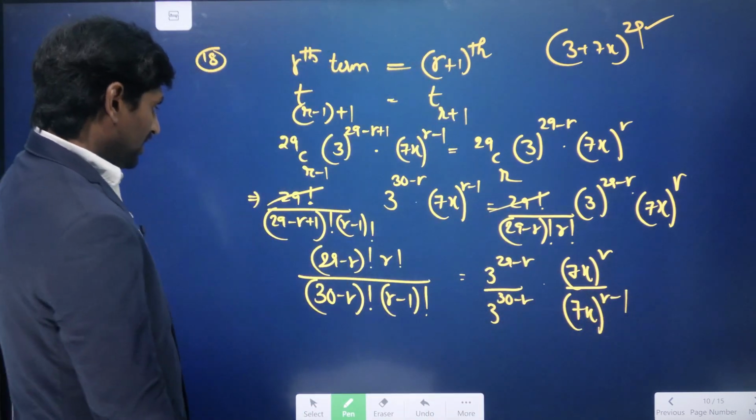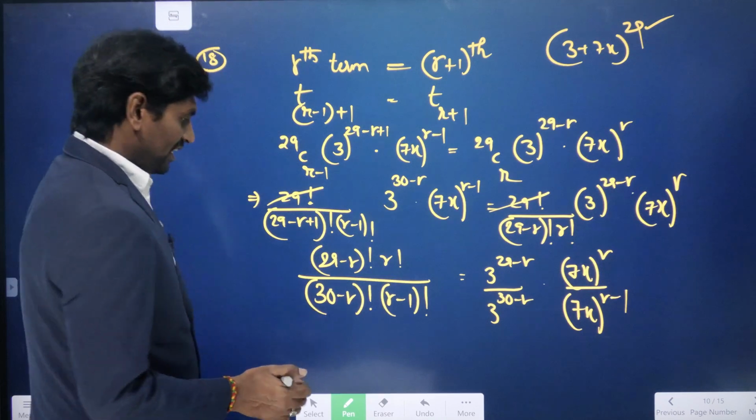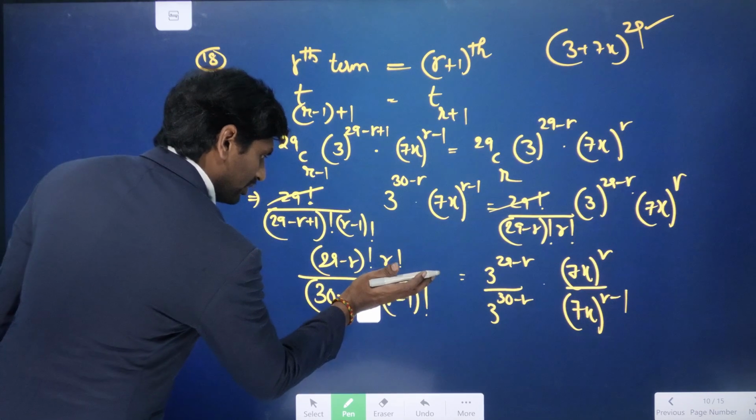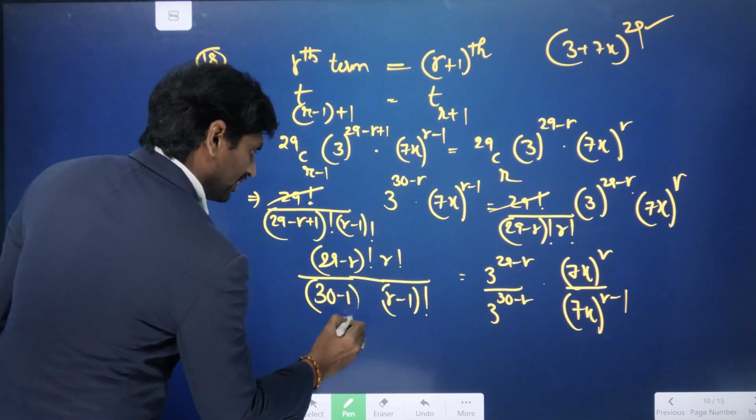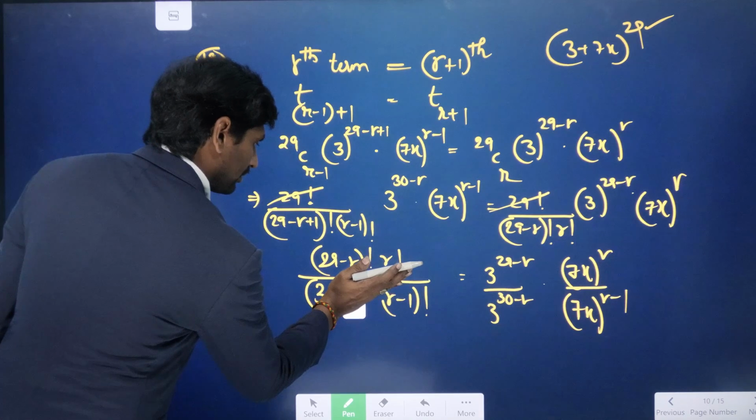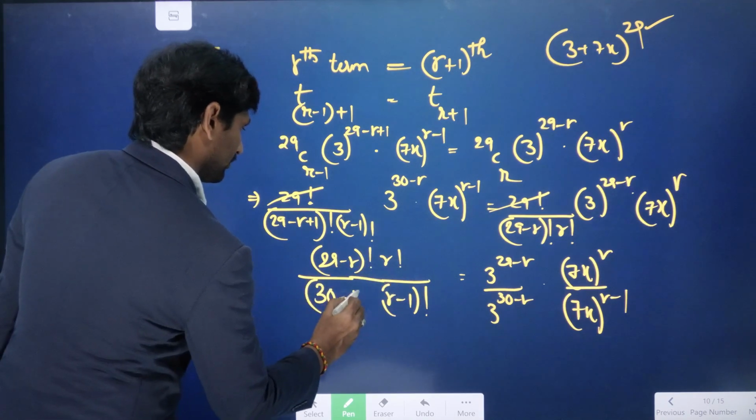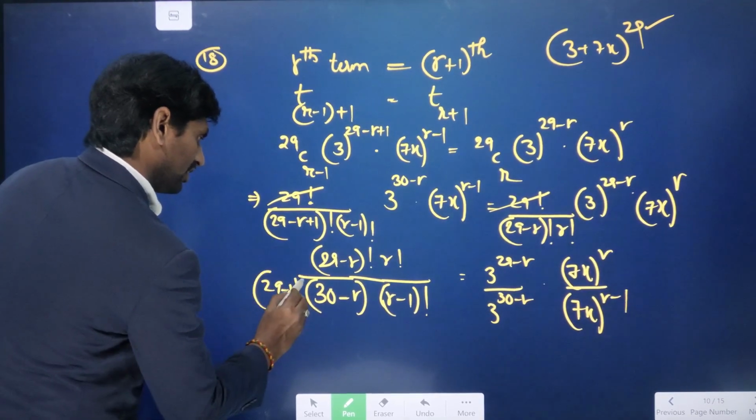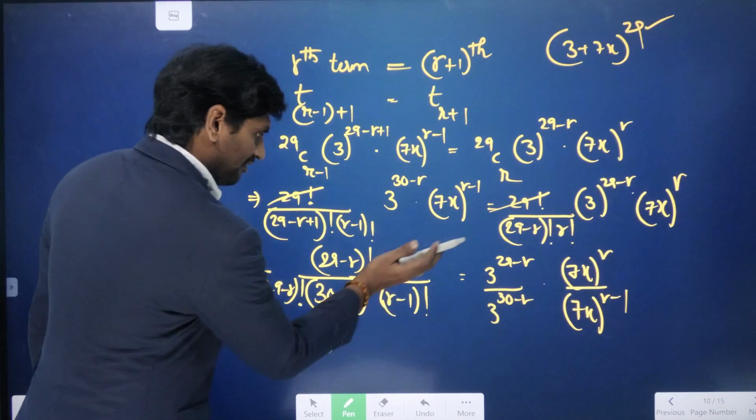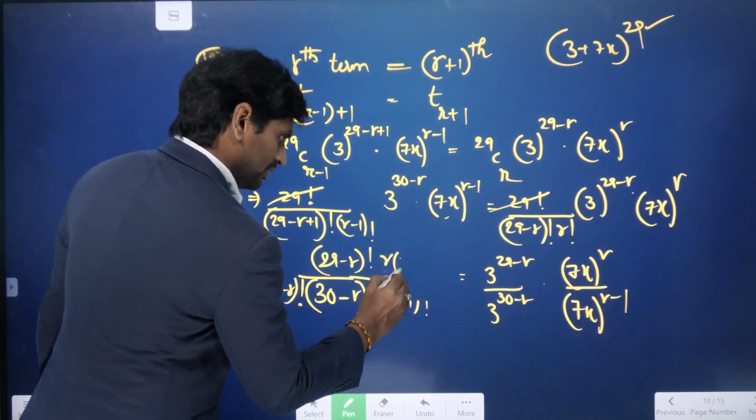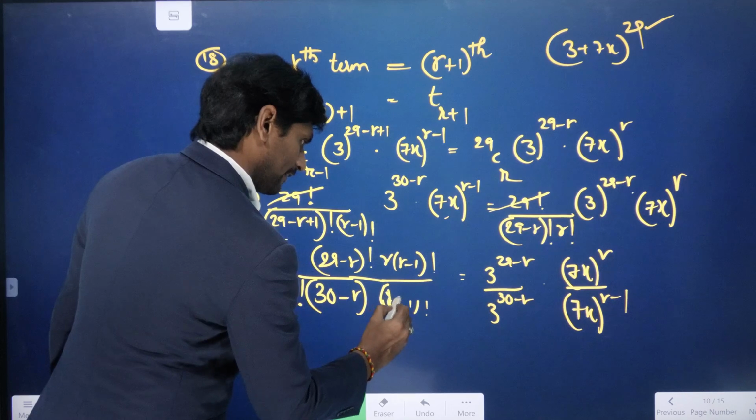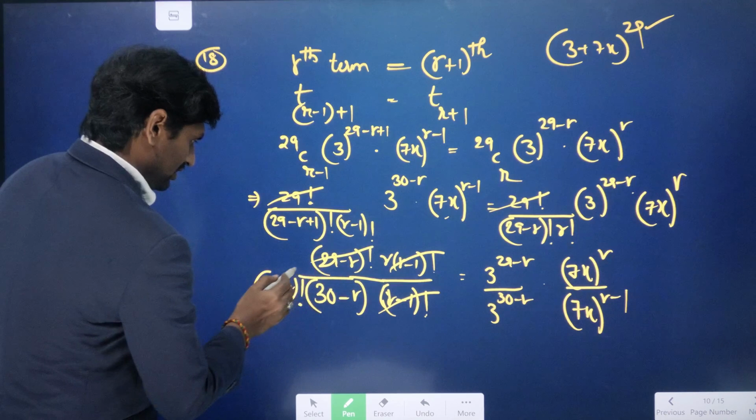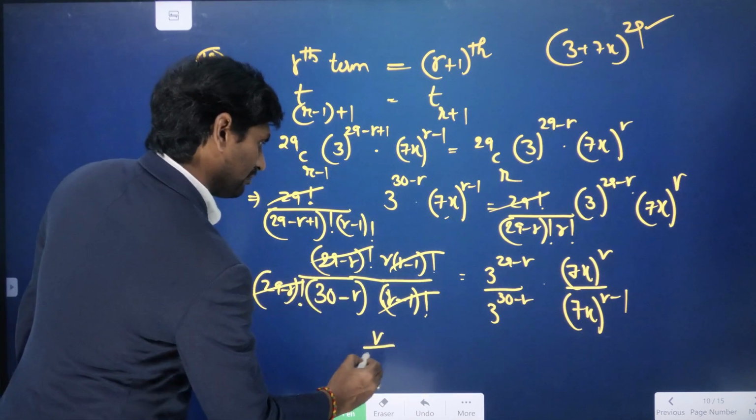Clear? Now 30 minus r factorial, I can write as 30 into 29 factorial. This one, 29 minus r factorial, I can write, and this r factorial I can write as r into (r minus 1) factorial. The (r minus 1) factorials cancel, these two cancel. What is remaining? r by 30 minus r remains.